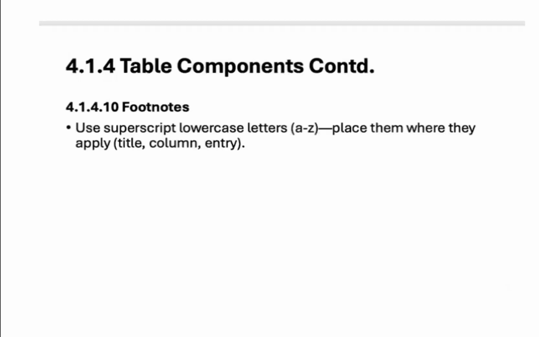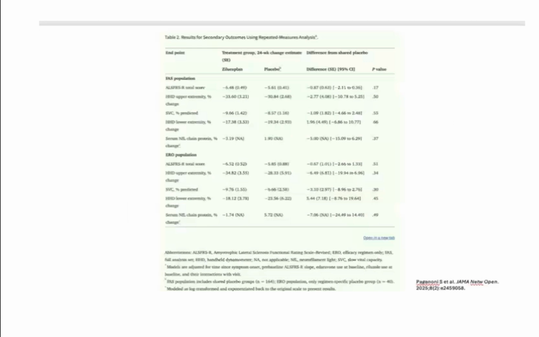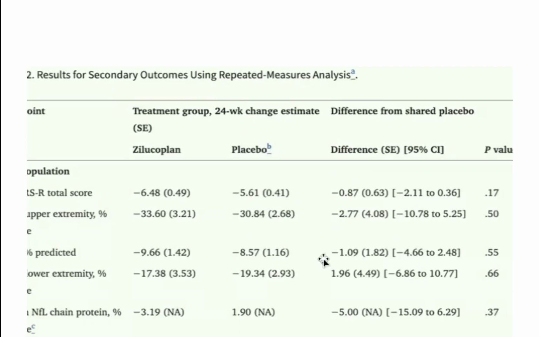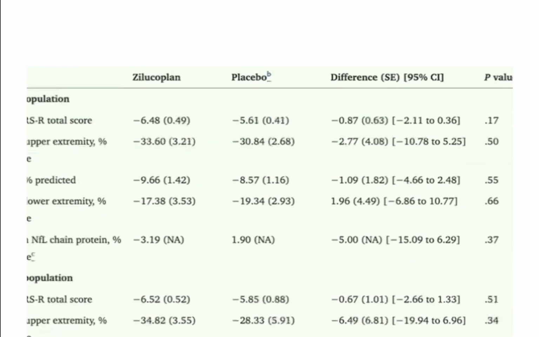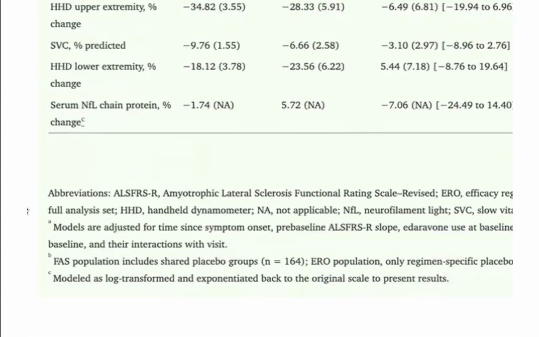Footnotes: you want to use superscript lowercase a through z, placed where they apply, title, column, entry. These used to have a dagger symbol and double dagger and all of that. Now you just have a, b, and c. You may find that you need to change that as an editor from what the author has done in the manuscript if you're editing. So here are some superscript letters, a and b, and those are going to be called out in the footnote here. Here we have a, b, and c, and you can see you also have the abbreviations, and that's a pretty standard footnote setup.